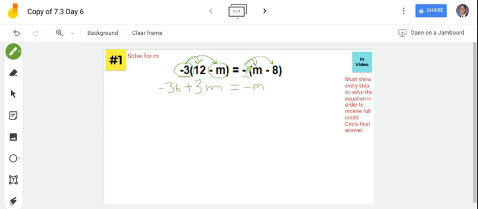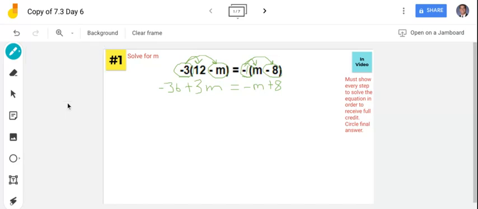Then I have -1 times this term. That term right there is not 8. That is -8. So I have -1 times -8. Again, I know a negative times a negative is a positive. So I'm going to put a plus sign and then an 8. Okay, so I've just eliminated parentheses.